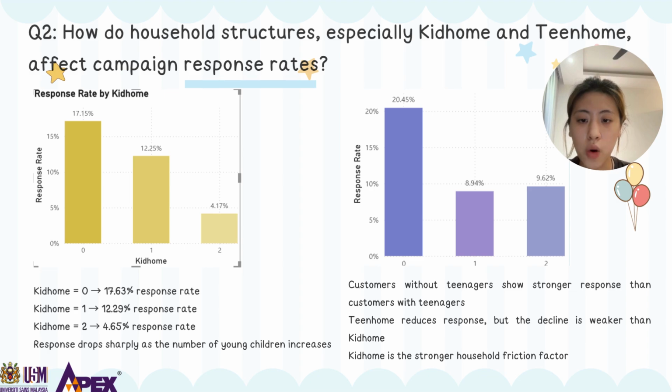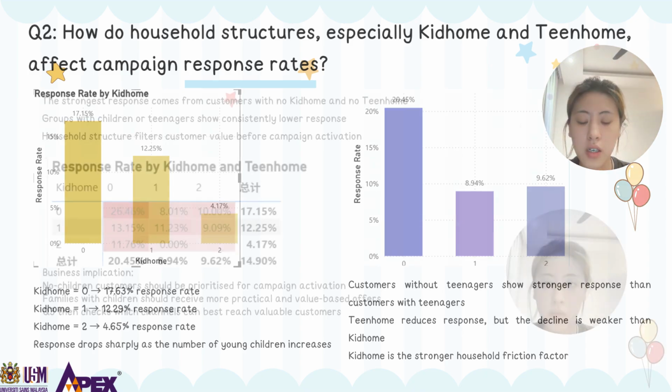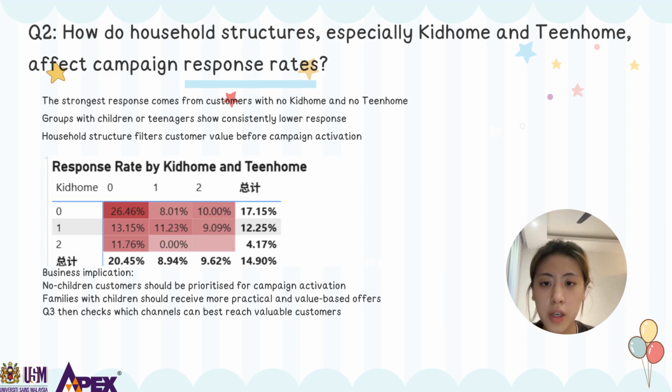For teen home, customers without teenagers also have the highest response rate, while customers with one or two teenagers respond less. However, the decline is not as sharp as kid home, so both children and teenagers reduce campaign response, but young children impose a stronger household constraint. Teen home also lowers campaign response, but the effect is weaker than kid home. Customers without teenagers respond more strongly than customers with teenagers.